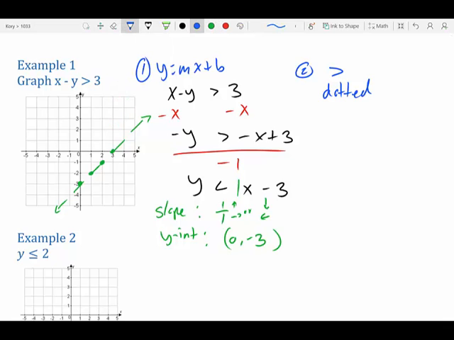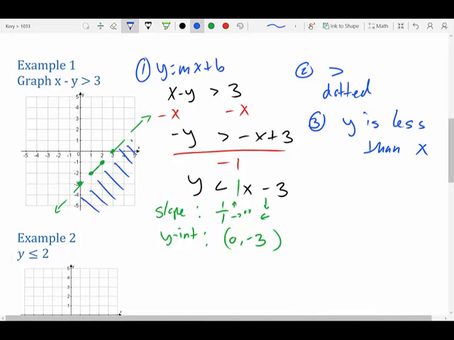Now we need to read it. Y is less than x. So if it's less than x, you shade below. And there we go.